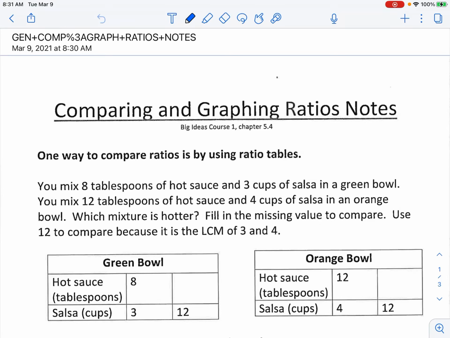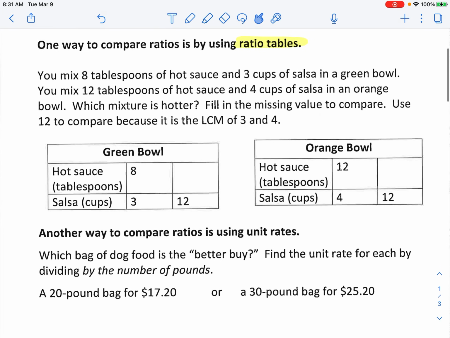Good morning. Okay, so this morning we're going to do comparing and graphing ratios notes. One way to compare ratios is by using ratio tables, which we've already talked about and completed.